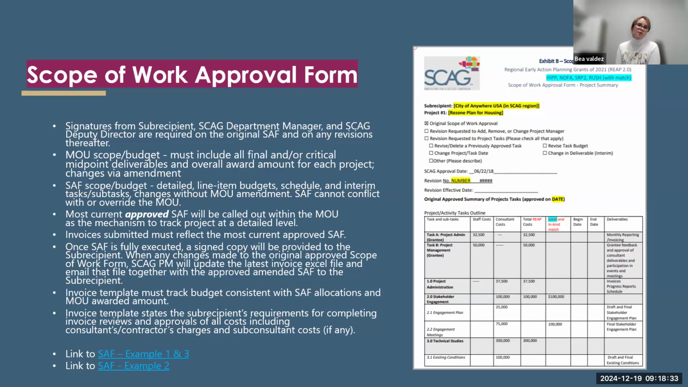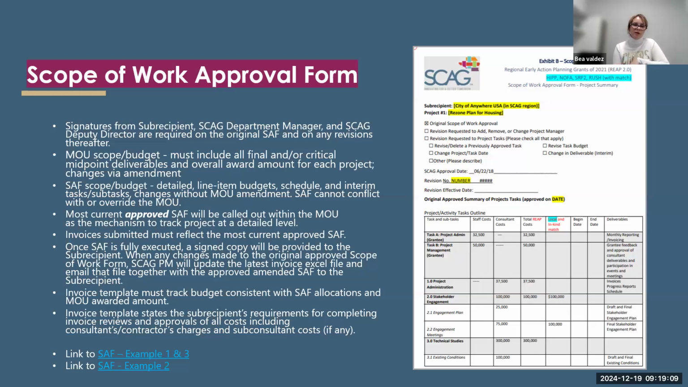This scope of work approval form includes not only your budget, as reflected here in regards to the task and your project cost categories, but it also gives you deliverables that you have to complete. So it's going into more detail of your scope of work. Your MOU might only have a single page or a few paragraphs of what the scope of work is supposed to be. That's a high-level scope of work, and then this form is referenced in your MOU. So it's a legal document that needs to be fulfilled.